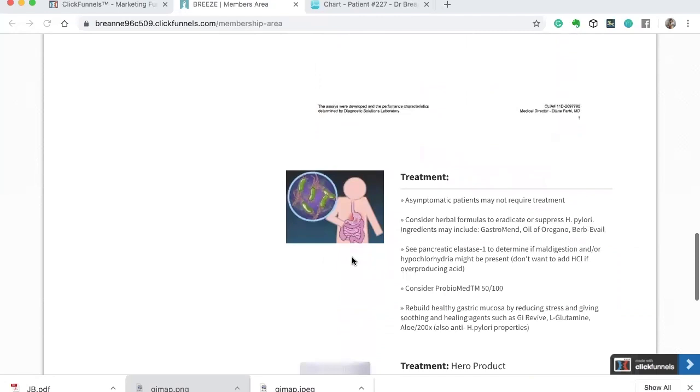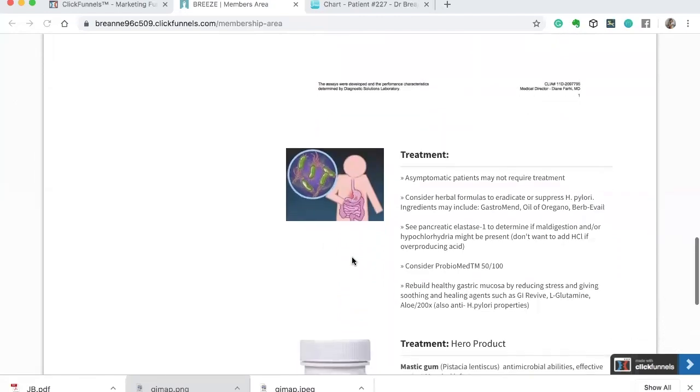Now, treatment, asymptomatic patients, again, may not require treatment. You may want to consider herbal formulas such as Gastromend, amazing, 2 twice a day, 30 minutes before a meal, works wonders. Oil of oregano, Herbivale.